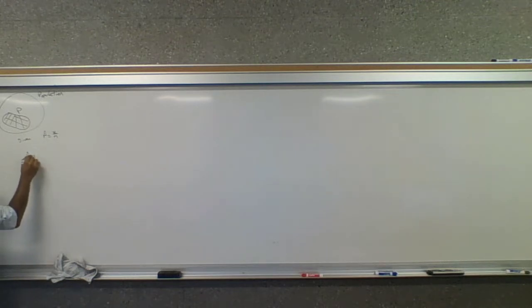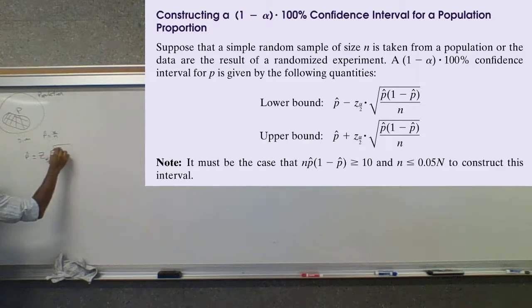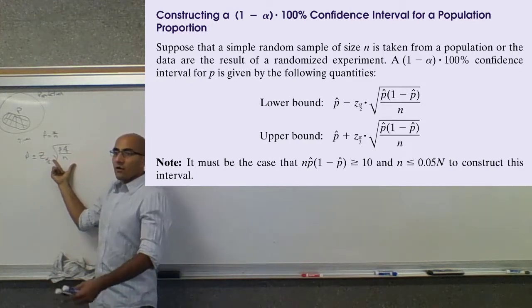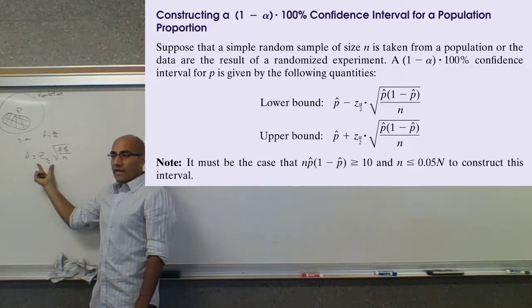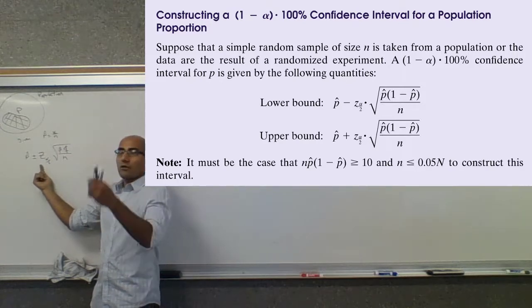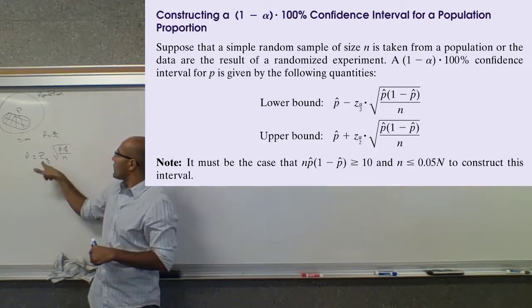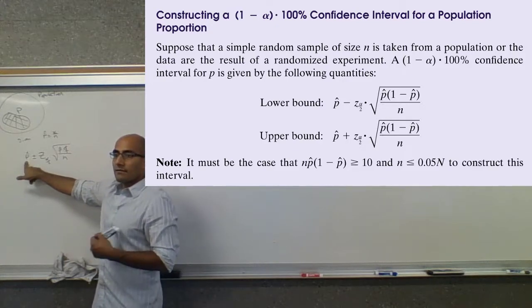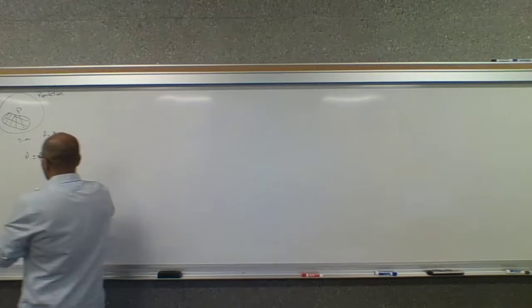The formula is p hat plus or minus z sub alpha over 2 times the square root of p hat times q hat all over n. This is the standard deviation guess, our assumption based on our sample. The z value is from the standard normal distribution. We have to figure out the z value that traps the percentage we want, based on the confidence level they ask for. And p hat is the sample proportion. So this was 9.1.